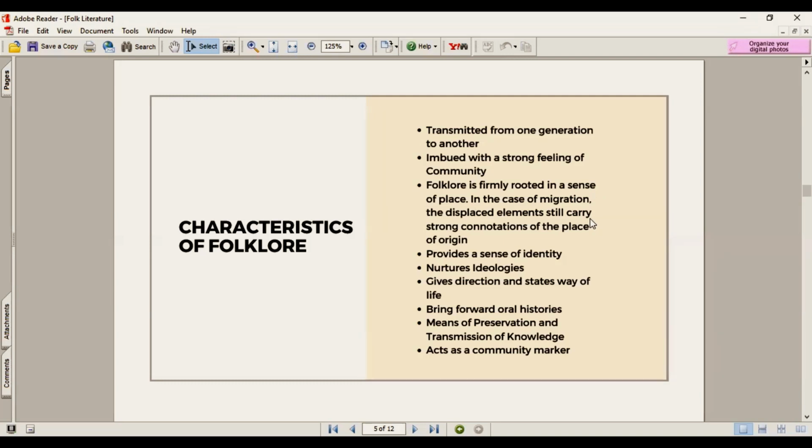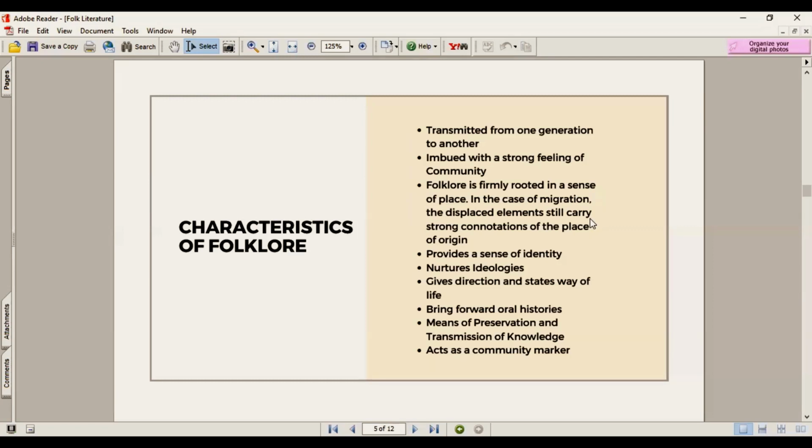You can actually connect the dots and understand where a particular culture originates from, just by looking at their folklore. And this method of going back and tracking the roots of the folklore is called the historical geographical method of research in folklore. Now, it also provides the sense of identity, as I already told you.